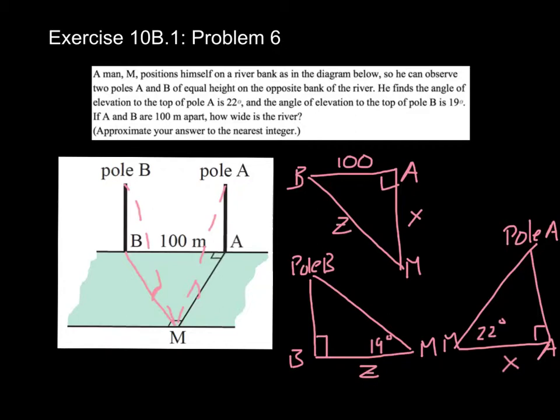And remember from the beginning of the problem that the poles are exactly the same height. And again, I don't know what the height is, but since they're the same height, I can give those both the same variable, and we'll call that Y.